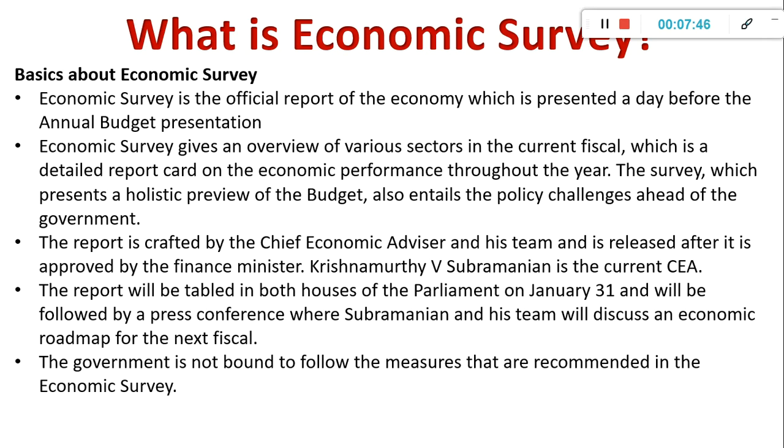But procedure wise, the Economic Advisor will do this, and the budget will be read out by the Finance Minister the next day, which will not have everything which is said here. This is just a roadmap. They will tell like these are all the mandatory things to be done, but it's up to the government whether they do it immediately or maybe consider it for the next year or something. So it is not binding. That is the very, very basics.